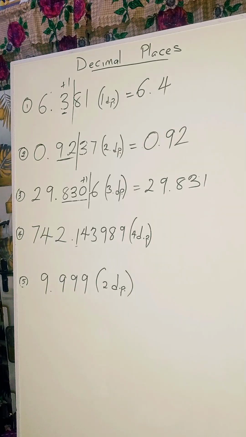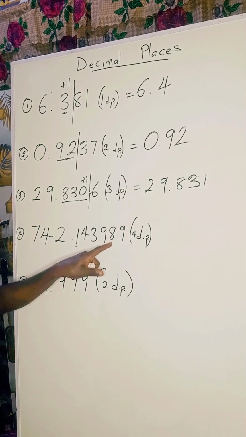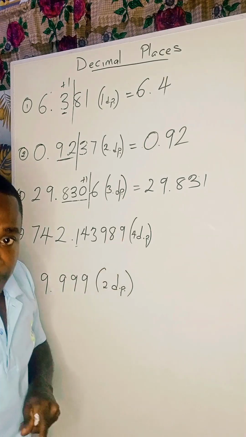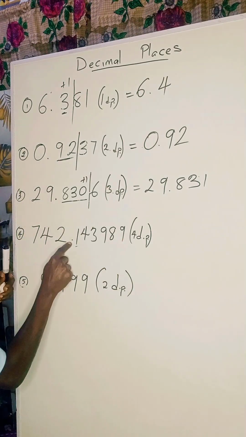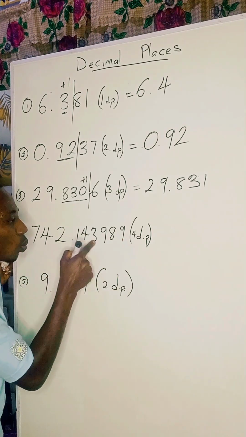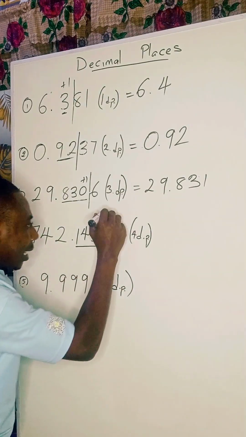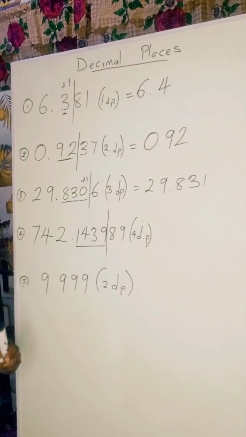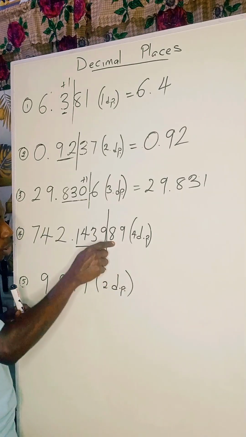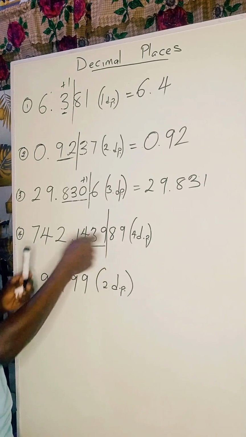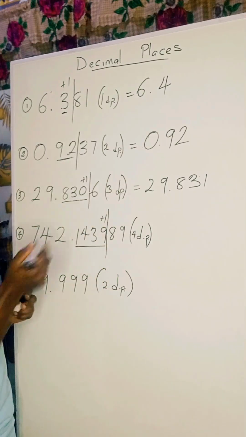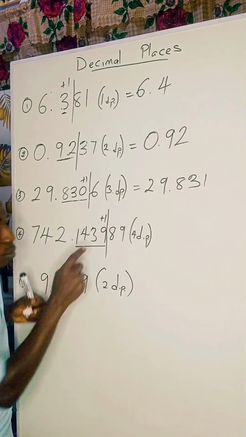Let's take the next one. 742.143989 to 4 decimal places. So we are going to count. This is the decimal point, 1, 2, 3, 4. This is the first 4. Now the number behind it is more than 5. It is 8. Now 8, that means you are going to add 1 to this, meaning you are rounding this one up. Now when 1 is added to this, it is 10.